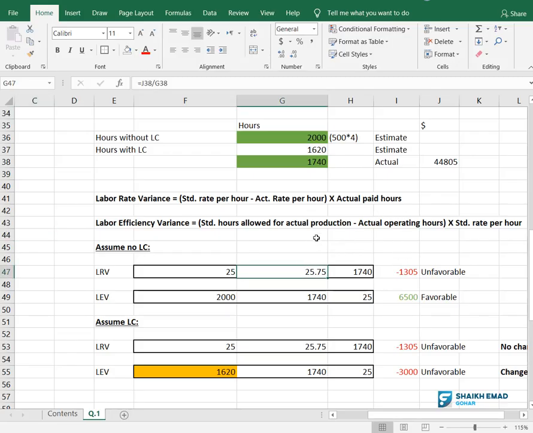So this is basically I have done already for you. If you see here, I divided 44,805 with 1740 and I got the answer 25.75. So actually we paid them more, right? Is this good or bad? Good for the labor, right? They got more money. But not good for the company. So when we write good or bad, we need to talk from the company point of view, not from the labor point of view. Remember this.